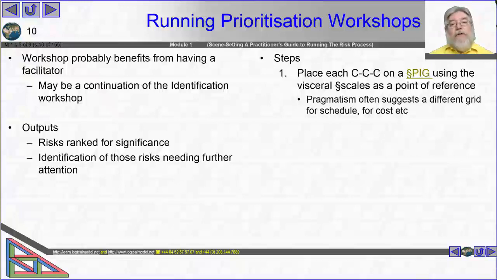Pragmatism then often suggests that we are going to need to separate out our schedule risks from our health and safety risks, from our electrical engineering risks, from our product marketing risks, etc. And that means that we may do prioritization workshops on a basis of taking subject matter experts. So we might do identification as a group of people all together, and then split into you take those, you take those, and you take those, and work in 2s, 3s, or 30s, depending on how big your project is, to prioritize within work streams.